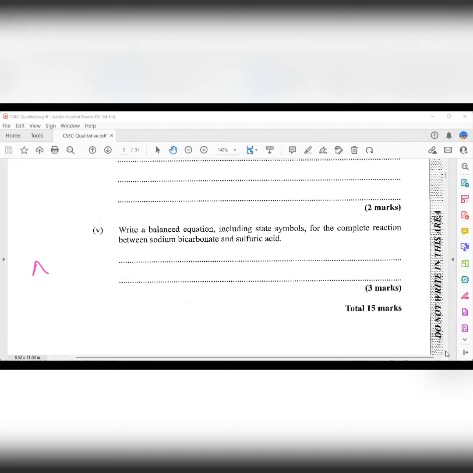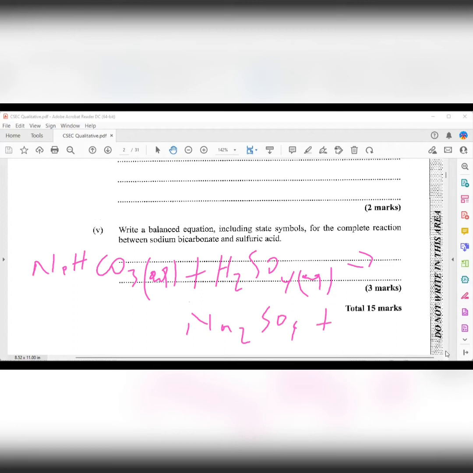So what we have is sodium hydrogen carbonate, okay, which we could say is aqueous, or we could say it's a solid, depending. Sulfuric acid, which is aqueous, and that produces sodium sulfate and CO2 plus H2O. And of course, you now need to balance this. This is a liquid, this is gas. You then need to balance the equation, okay? So you can balance that.